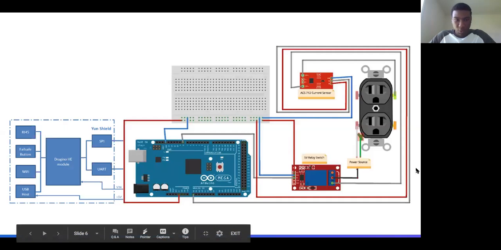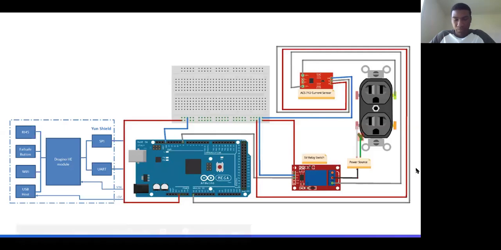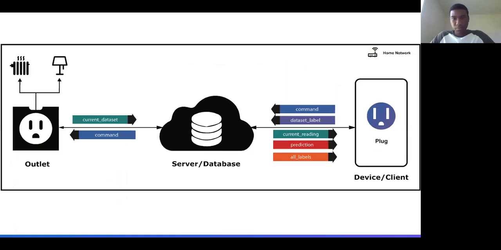This diagram is showing the hardware of the outlet. You can see how the different components were connected together, and especially the Wi-Fi portion, which allows for the data to be transmitted from the outlet to the server, which is the basic foundation of the entire system.